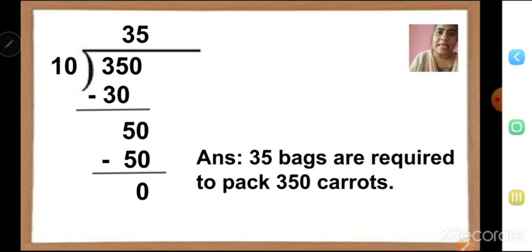Now in your exam, multiplication and division word problems will be given together. So you have to identify what you have to solve. Read the question at least 2 times. Got it?